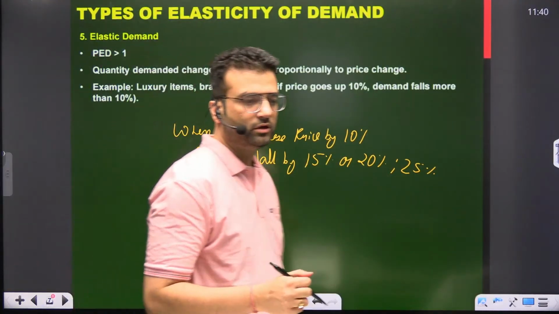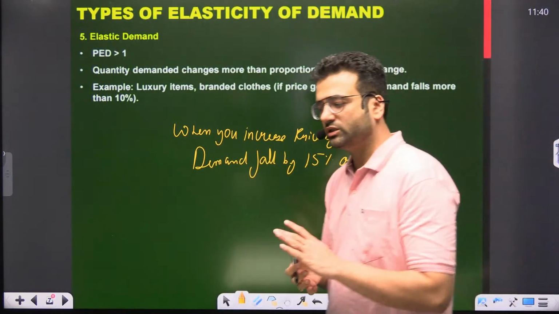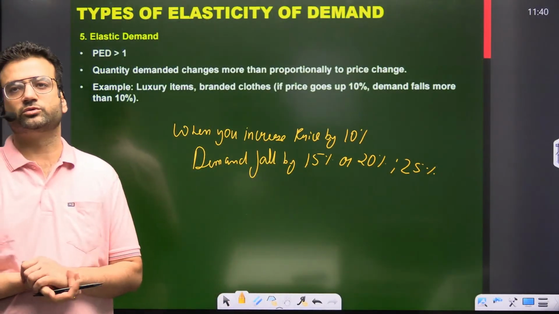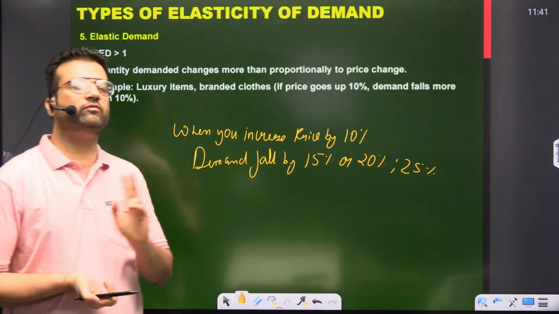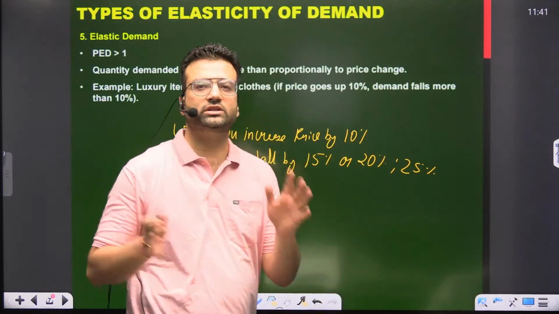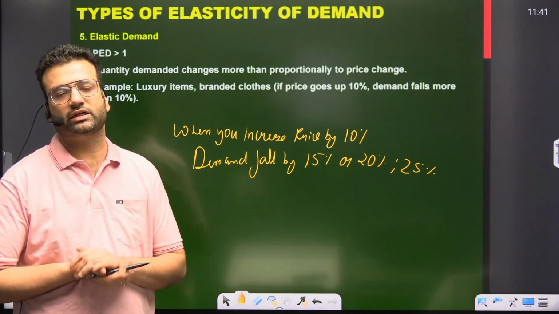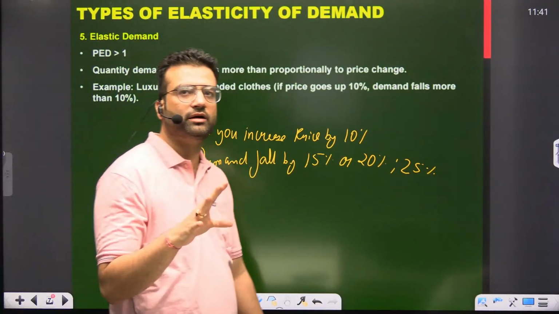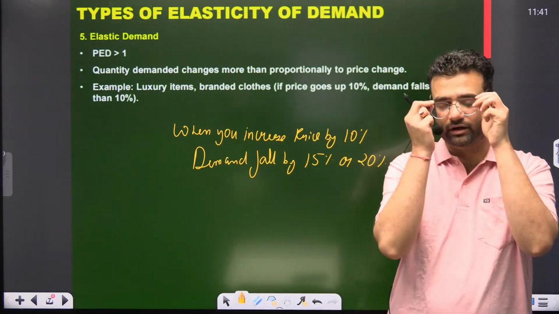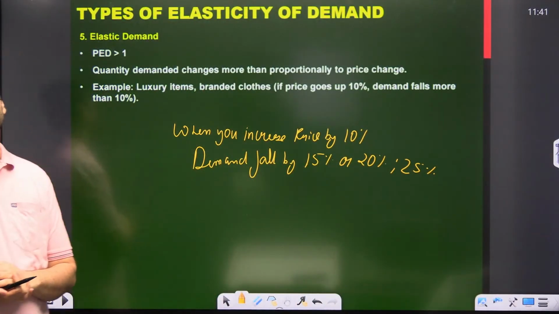Now suppose you want to buy shoes. You go to a store where you find Nike, Adidas, Skechers, different varieties of shoes. Earlier the Skechers shoes came for 5,000 rupees. Now they are coming for 5,500. So the demand falls by 20-25%. People switch to Nike or Adidas. So in case of elastic demand, if the price is increased by 10%, demand falls by 15 or 20%. This is elastic demand.